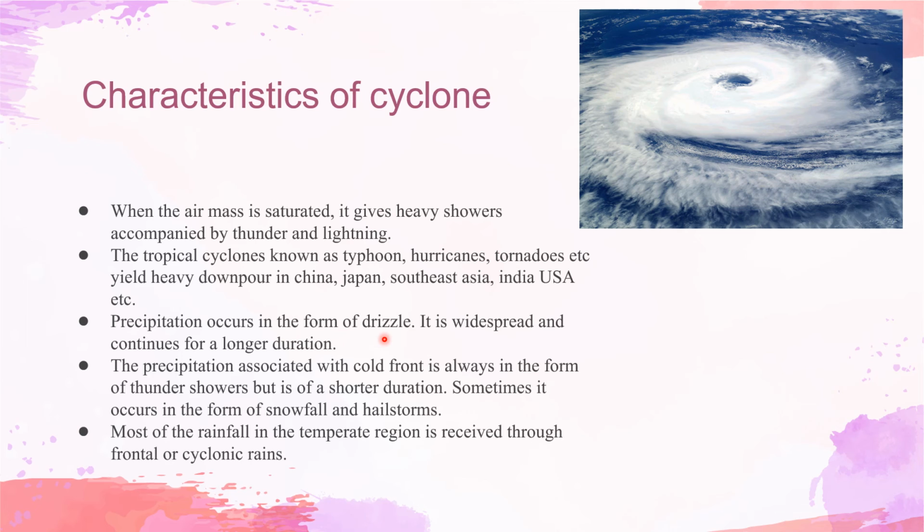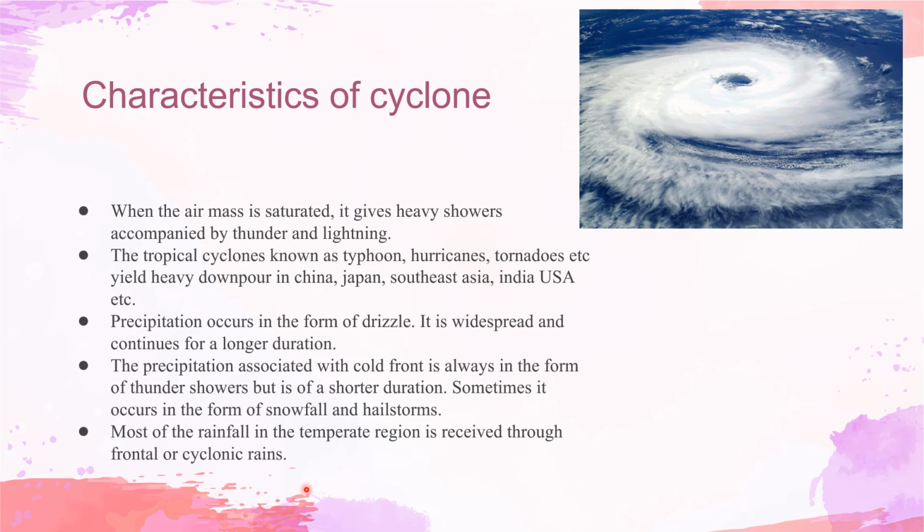Precipitation occurs in the form of drizzle. Drizzle means very fast falling drops. Okay, it is widespread and continues for a longer duration. The precipitation associated with cold front is always in the form of thunder shower, but it is of a short duration. Sometimes it occurs in the form of snowfall and hailstorm. Most of the rainfall in the temperate region is received through frontal or cyclone rains.